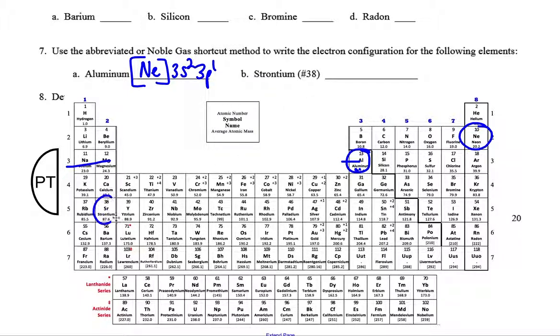Strontium. Strontium is right here. It ends in 5s2. So we're going to go back, back, back. There's 38. We're going to go to 37, 36. So we write krypton in brackets. That takes care of 36 electrons. And then all I have to do is pick up at the beginning of the row that strontium is in. So I pick up in row 5, section S, and it's S2. So I put that there. So use a noble gas that comes before it, and then pick up at the beginning of the row that that element's in.